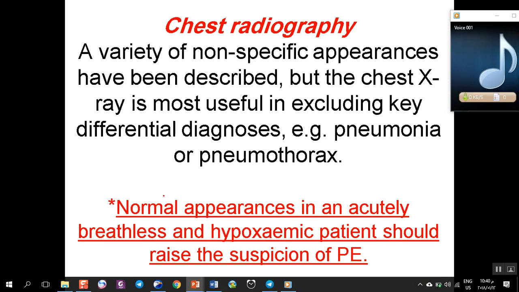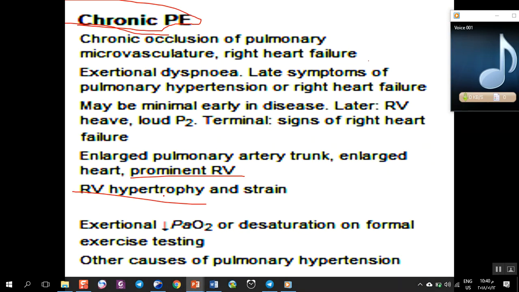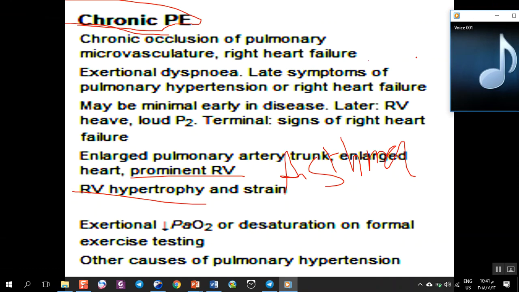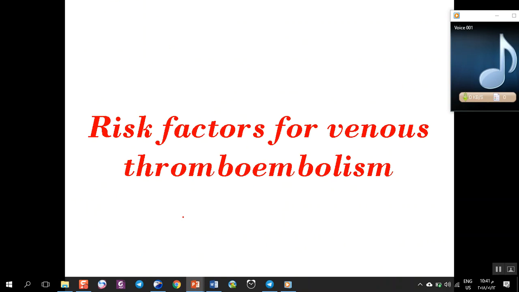Directed to pulmonary arterial hypertension. And now chronic occlusion of the pulmonary circulation causes right heart failure, with the manifestation of exertional dyspnea. This is a late symptom of pulmonary hypertension and heart failure. On examination, there may be minimal pulmonary manifestation. Later, I will get RV signs of heart failure, with JVP elevation, edema, S3 gallop, and RV heave, then it reaches an advanced state. In the X-ray, we see an enlarged pulmonary trunk, enlarged heart, and a prominent pulmonary artery.